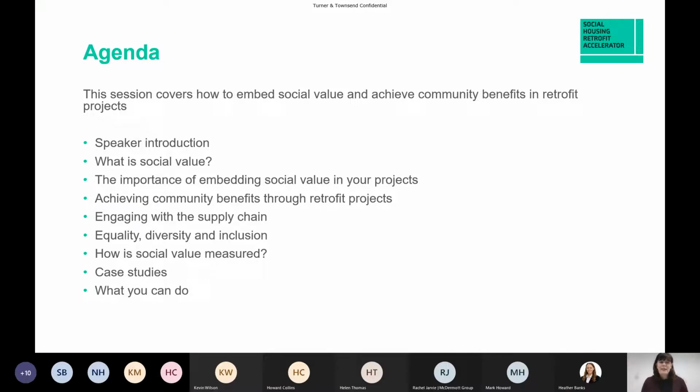So today we're going to look at what social value is, the importance of embedding it in your projects, achieving community benefits, again, really important, engaging with the supply chain, equality, diversity and inclusion, how social value is measured, and a couple of case studies. And most importantly, of course, what you can do. So we're not going to be too prescriptive about how you might take social value forward. The idea here is that we get to a stage where you almost become inspired by the topic and can start developing out your own ideas around it, really.